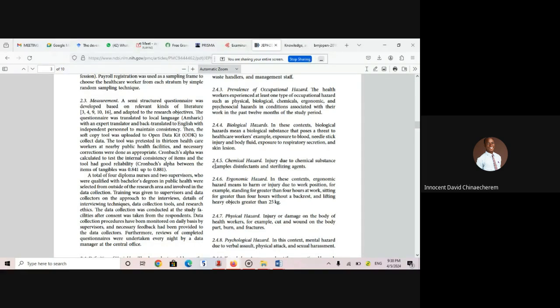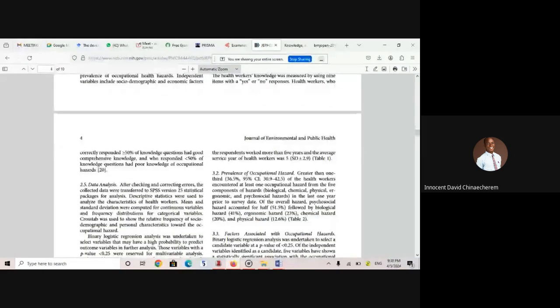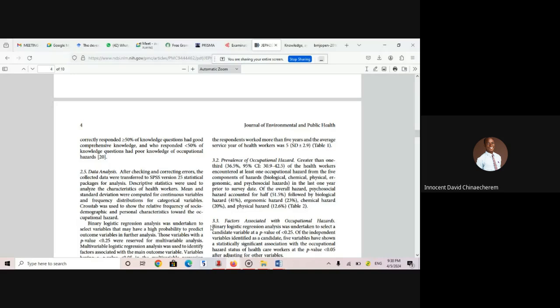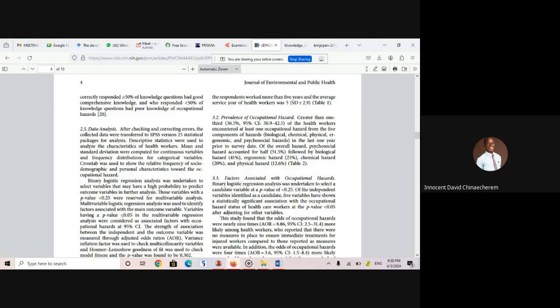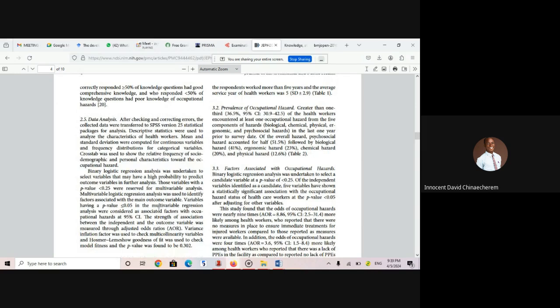Right? And also, if we go down here to data analysis, the p-value was stated. The probability values are all stated. The confidence interval, CI, means confidence interval.